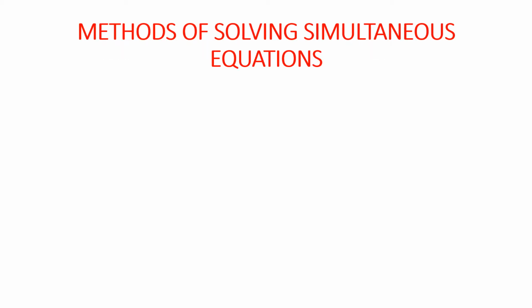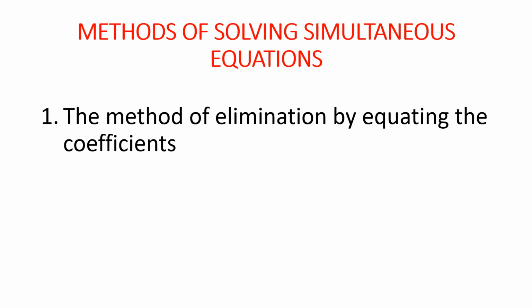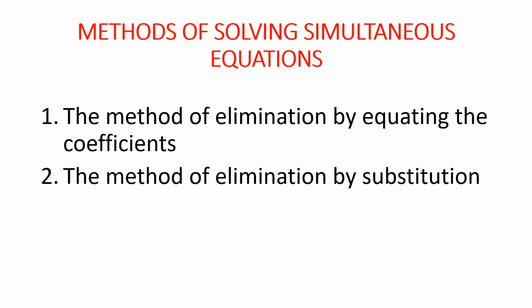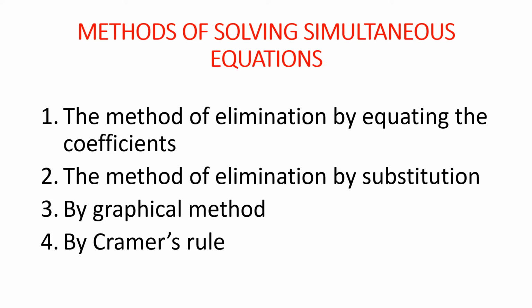Now, methods of solving simultaneous equations. There are typically four methods which we are going to study in this chapter. Those are the method of elimination by equating the coefficients, the method of elimination by substitution, the graphical method, and fourth, Cramer's rule. So in the first exercise, we are going to talk about the first and the second method. The graphical method and Cramer's rule will be part of the next exercises.